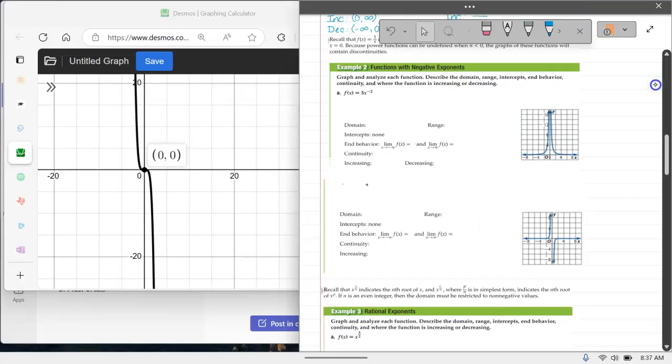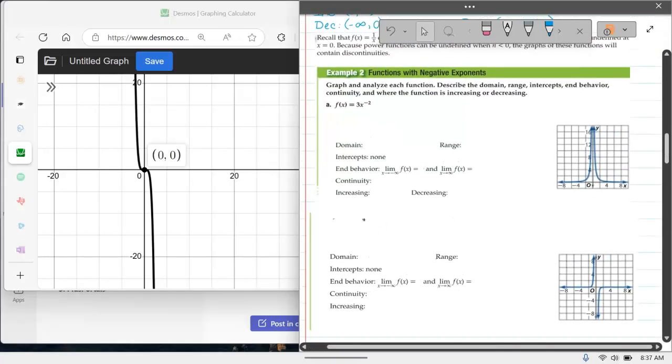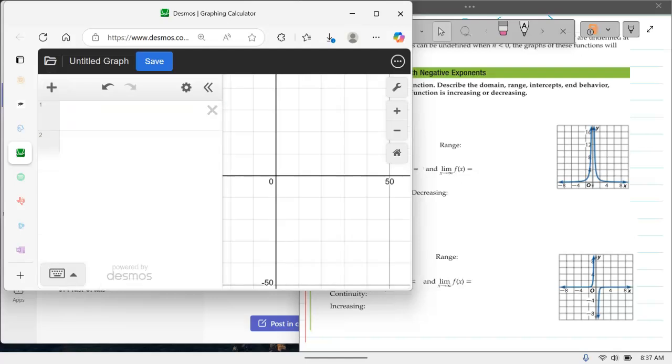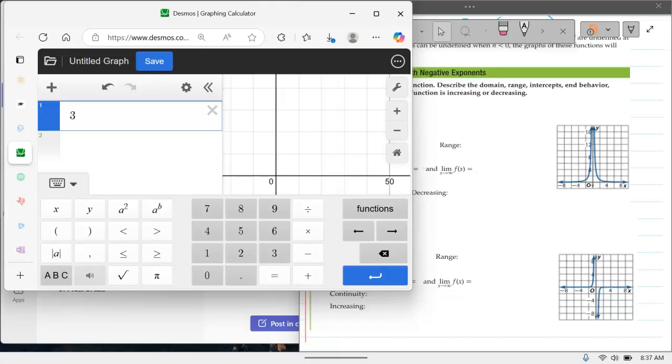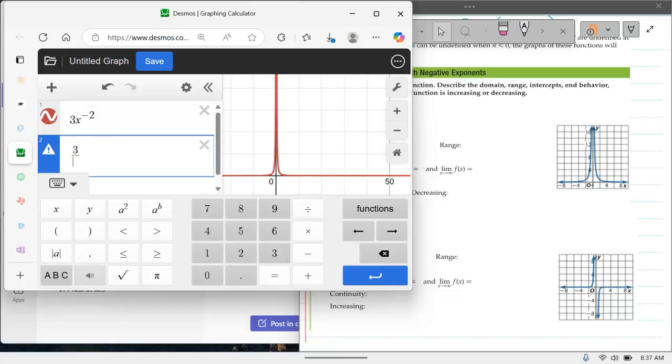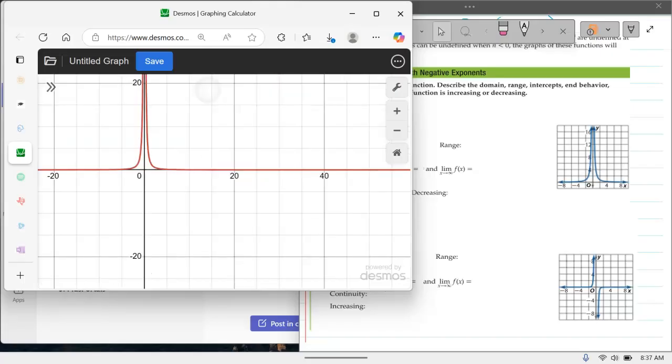Let's go ahead and take a look now at functions with negative exponents. So for this first one, type it in here. It is 3x to the negative 2. Now we could also type 3 over x squared. In fact, I'll show you that. 3 over x squared. It's the same thing. Blue function, red function. Doesn't matter which way you type it. It means the same thing.